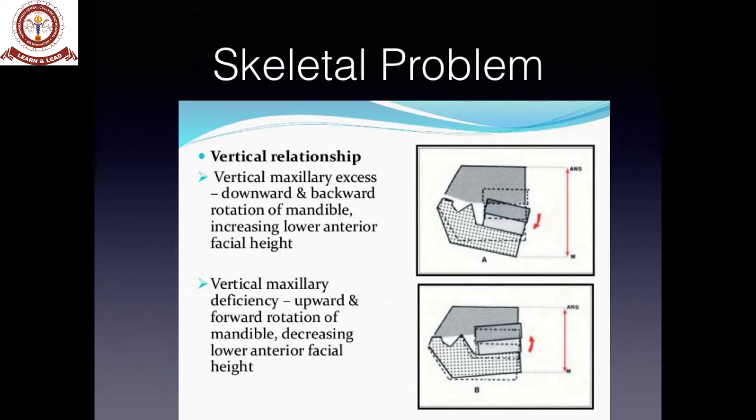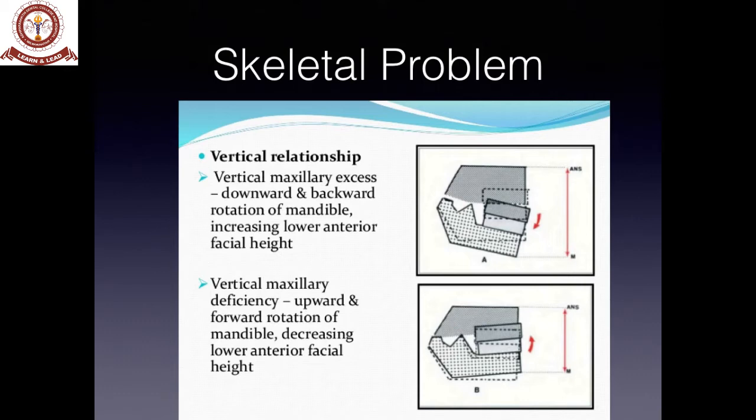In a case with a vertical maxillary excess, who is a patient with vertical maxillary excess? To give a very good example, any person who has incisal show beyond 4 millimeters, we call it a vertical maxillary excess. And these patients will have a characteristic gummy smile. When they smile, they have a lot of gingival show.